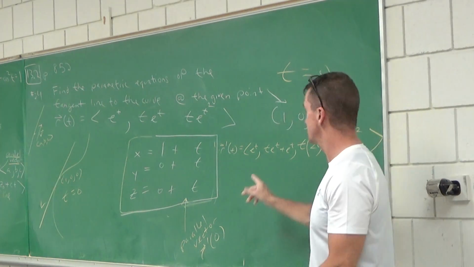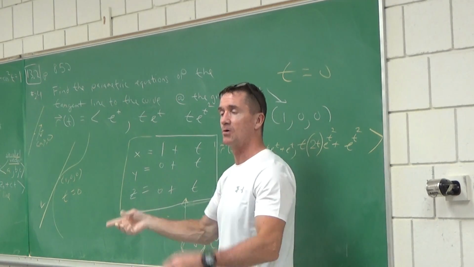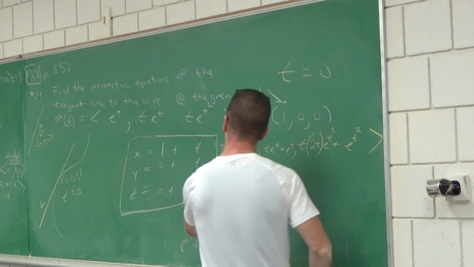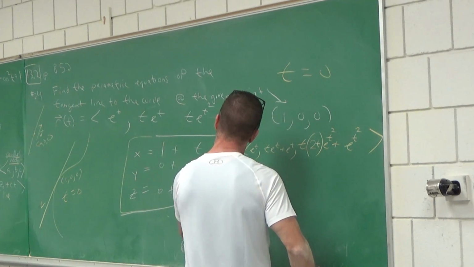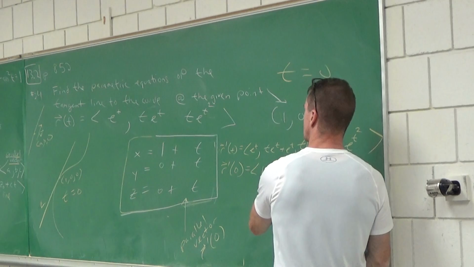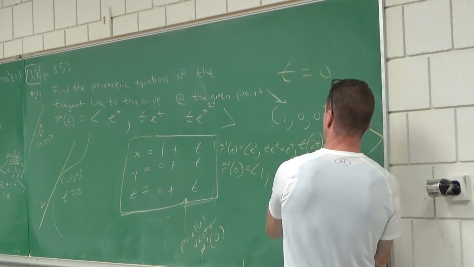Again, this has happened. Students take all this and jam it all in there. No. We're evaluating this at the point, right? At t equal to 0. What's r prime of 0? e to the 0 is 1. 0 plus 1 is 1. And what's 0 plus e to the 0?